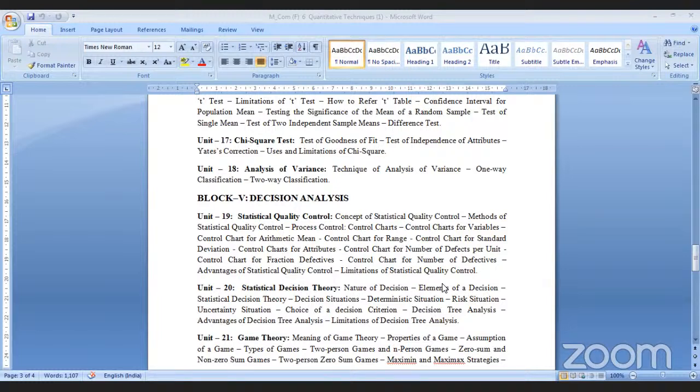And this subject is a wonderful and scoring subject. We have already discussed ANOVA. In ANOVA there are specimens. ANOVA 1A, 2A are there.